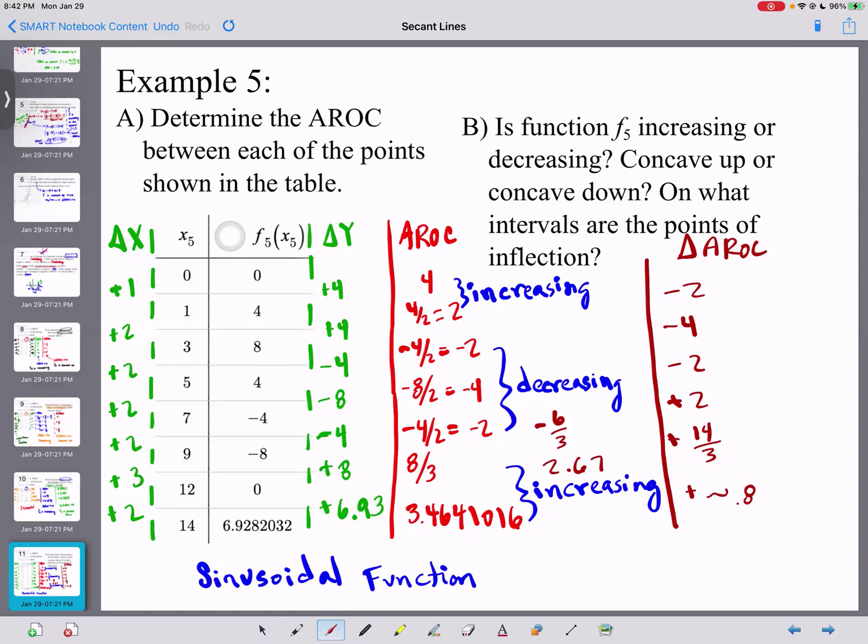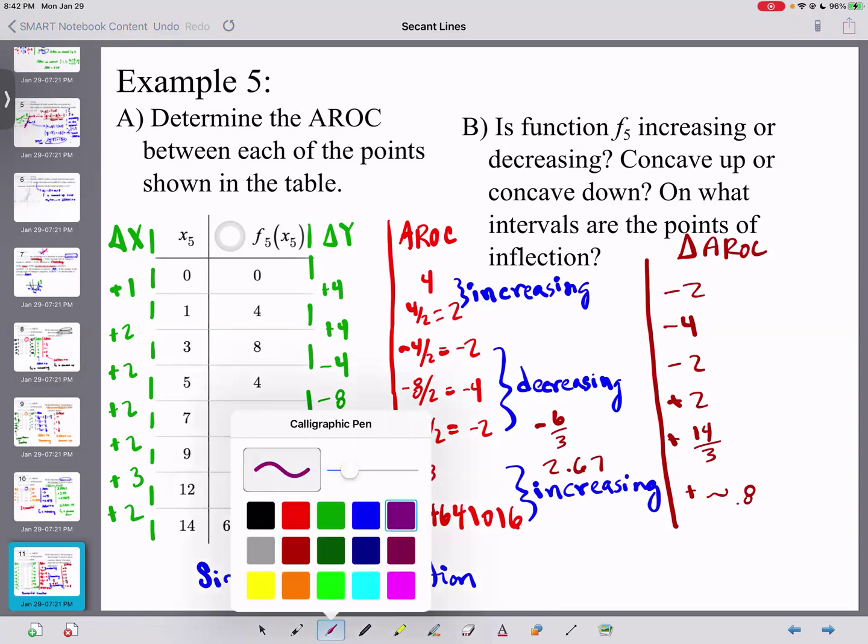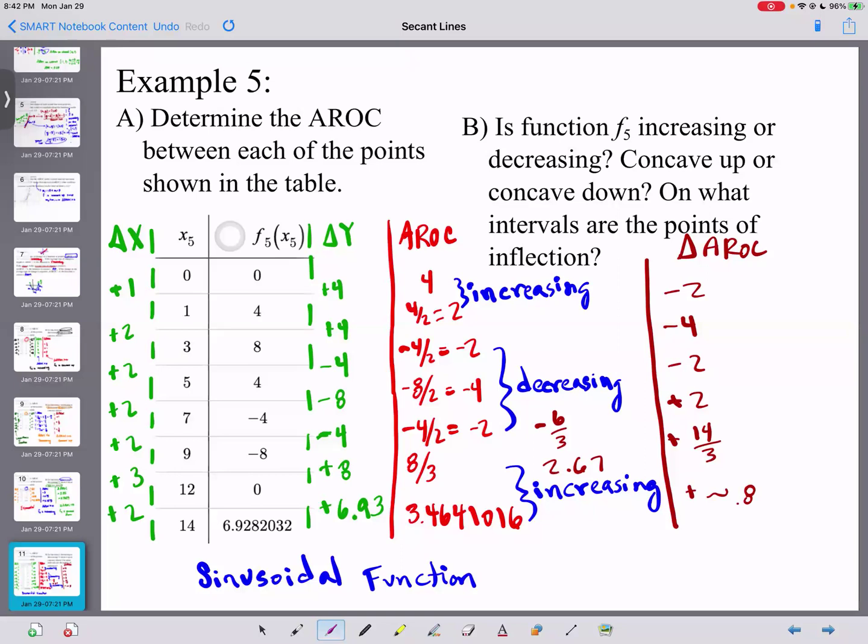So what can I tell you? Well, I can determine a few things here. In this area with a negative delta A rock, we are concave down. And in this area, this function will be concave up. So what happens when you change from concave up to concave down? Insert the word we haven't seen today. We have an inflection point. Somewhere in here, we have an inflection point.